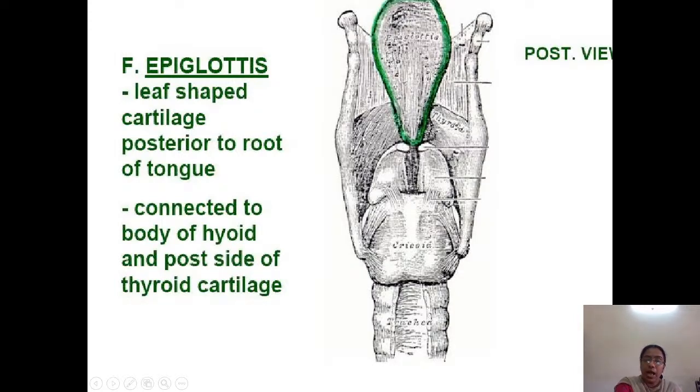So this is the hyoid bone. The epiglottis is connected posteriorly to the hyoid bone and to the thyroid cartilage by means of membranes.